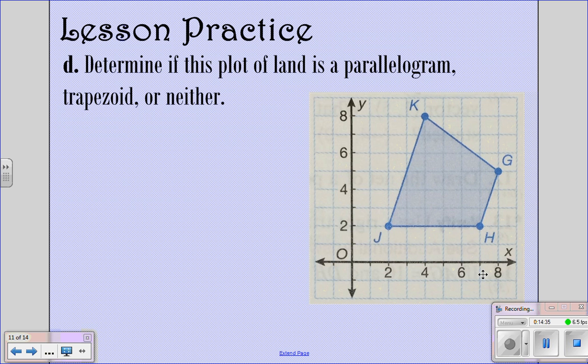Now this one says to determine if it's a parallelogram, a trapezoid, or neither. Well, looking at it, I can tell that it's not a parallelogram because KG and JH are not parallel, just by looking. But it is possible it's a trapezoid. Is JK parallel to HG? So this slope is 1, 2, 3 over 1, so a slope of 3. This slope is up 1, 2, 3, 4, 5, 6 over 2, so 6 over 2 is 3. These are parallel, so it is a trapezoid only. Okay?